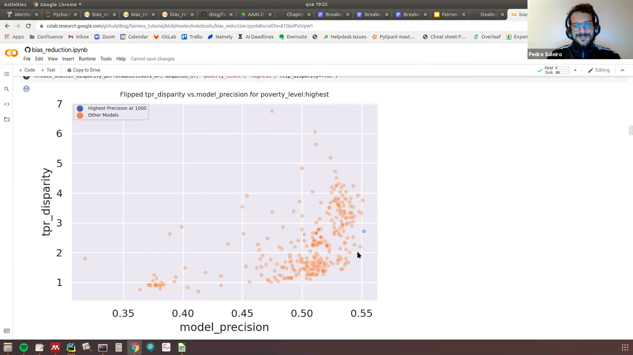And actually, I forgot to mention that in the way this is plotted, what is optimal would be something like here, or like here. So we want to maximize precision, and we want to have the disparity close to 1, because it means that all the groups are equal in terms of their group-specific recall. That is our target metric in terms of bias and fairness.